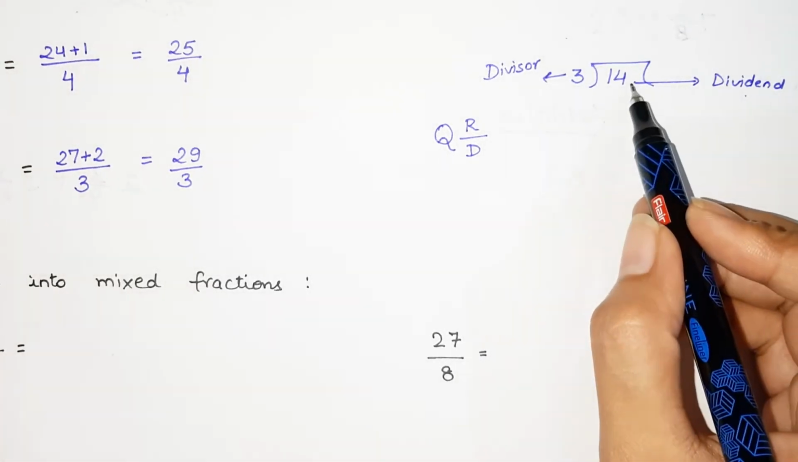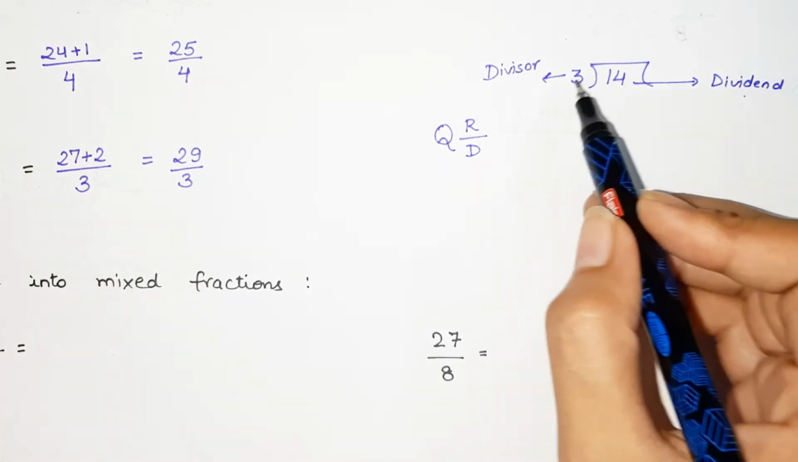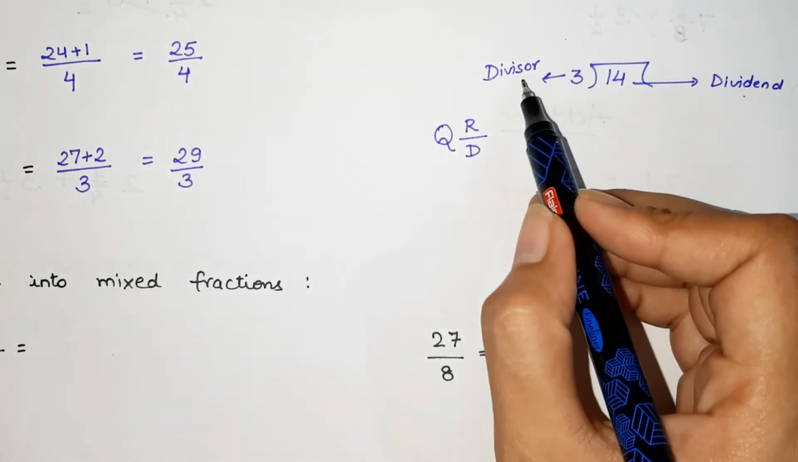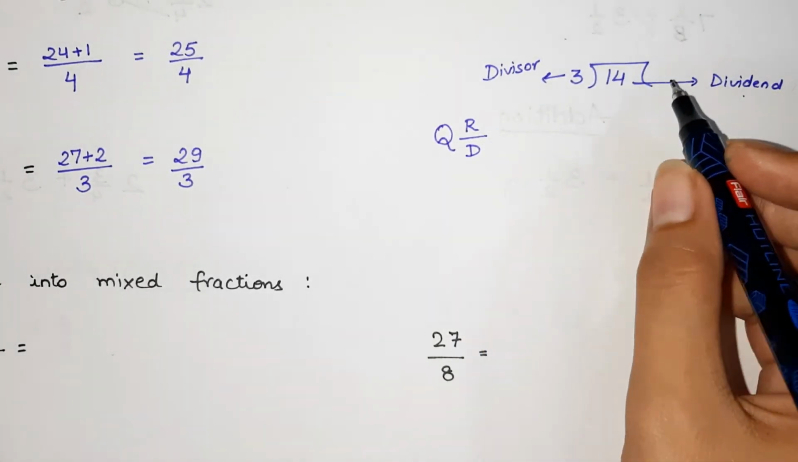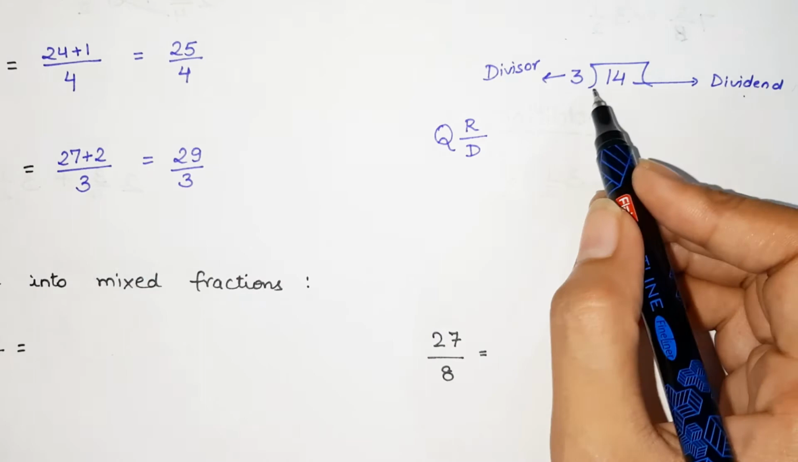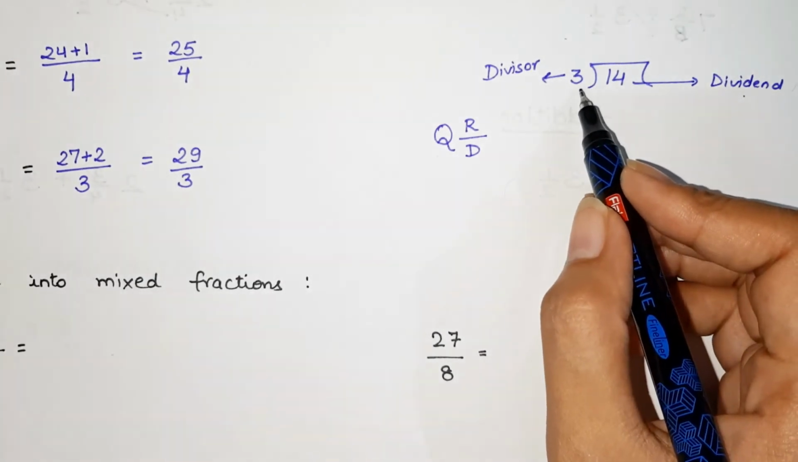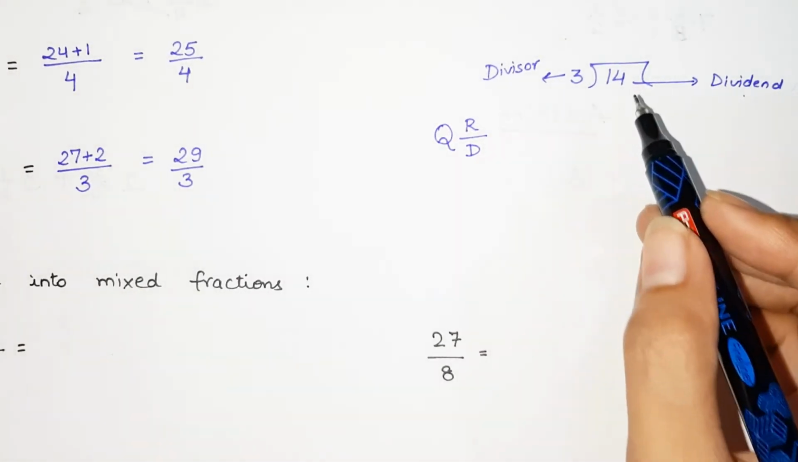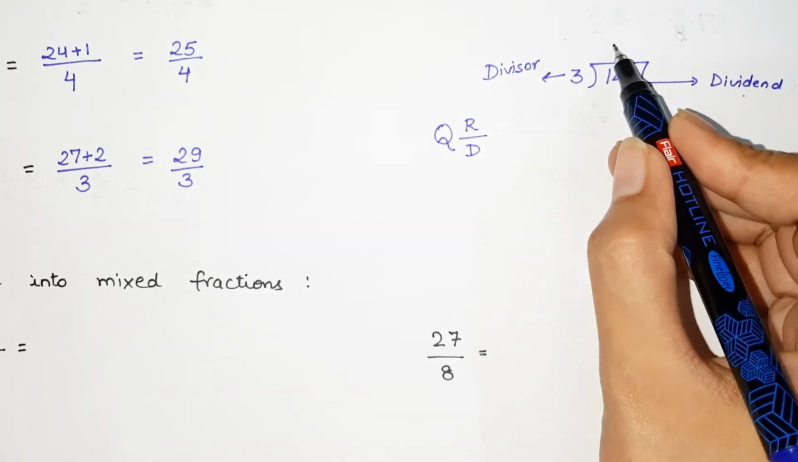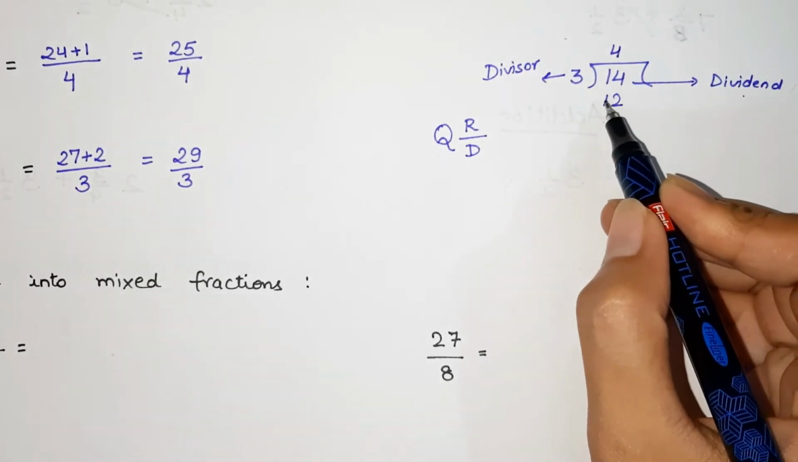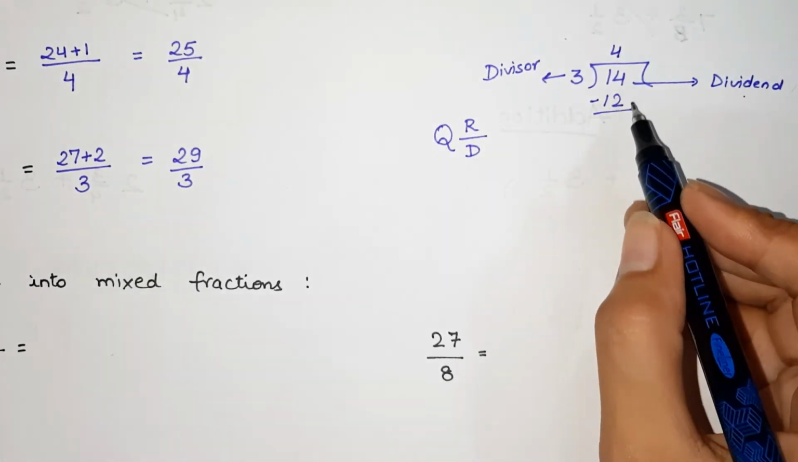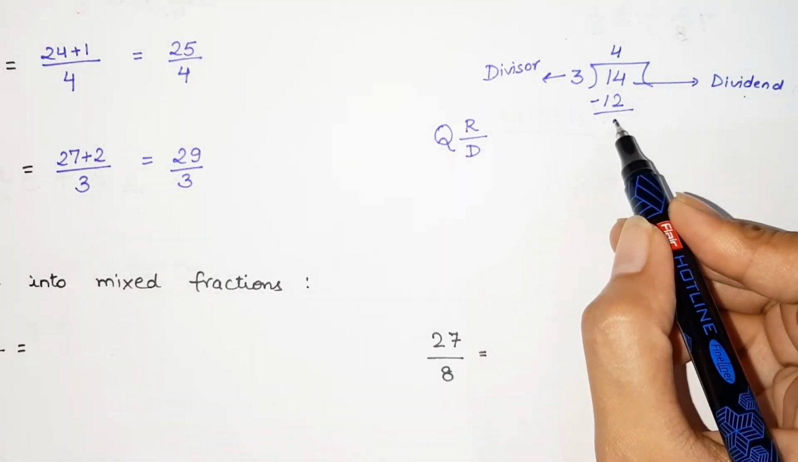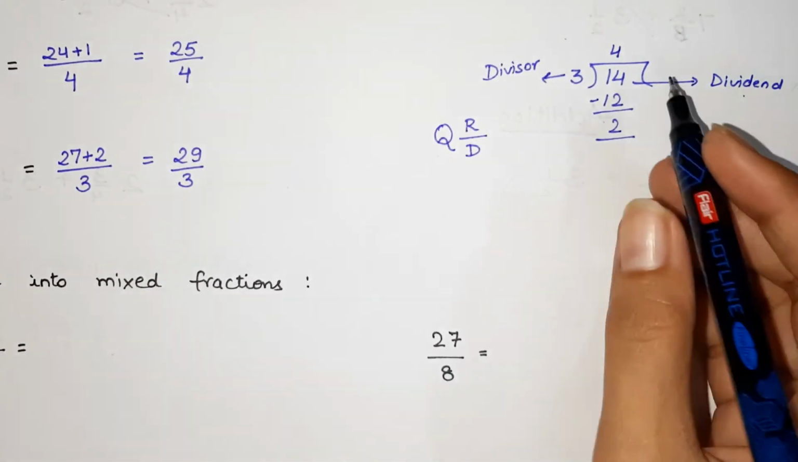Dividend is the number which is being divided, and it is divided by 3, that is the divisor. Now let's do the division. What comes in the table of 3 which is 14 or less than 14? Yes, that is 12. 4 3s are 12. Subtracting 12 from 14, the remainder will come as 2.